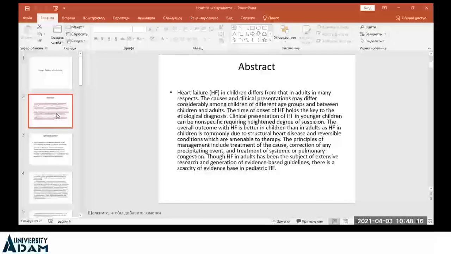Heart failure in children is commonly due to structural heart disease and reversible conditions which are amenable to therapy. The principles of management include treatment of the cause, correction of any precipitating event, and treatment of systemic or pulmonary conditions. Heart failure in adults has been the subject of extensive research and generation of evidence-based guidelines, unlike evidence-based pediatric heart failure.